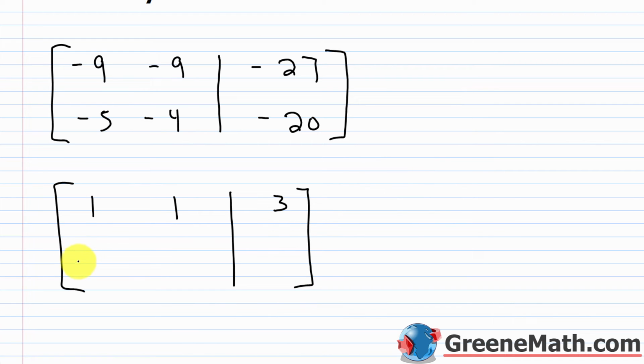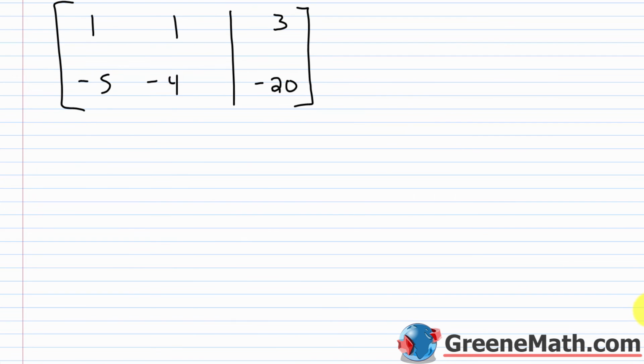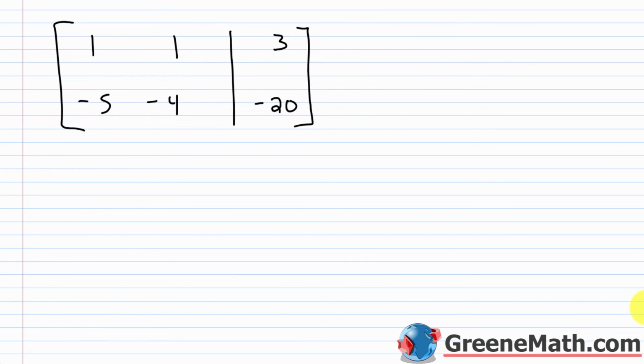And then now I have this row: negative 5, negative 4, and negative 20. All right, so now I want this next guy here, negative 5. Remember, I work a column at a time, so I want this to be a 0. So what can I do? Well, again, I want to add something to negative 5 to give me 0. Well, I know negative 5 plus 5 would give me 0. So in order to do that, I would multiply the first row here by 5, right? Because 1 times 5 would give me 5.